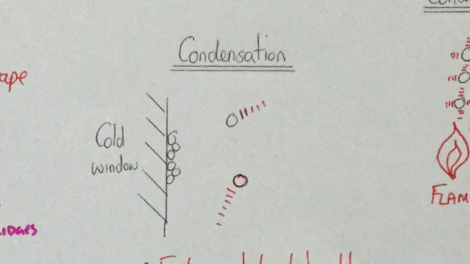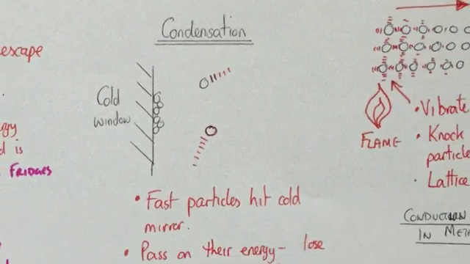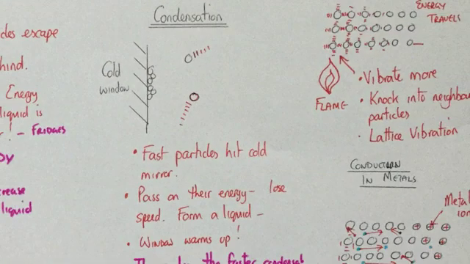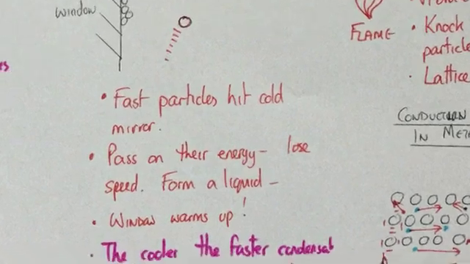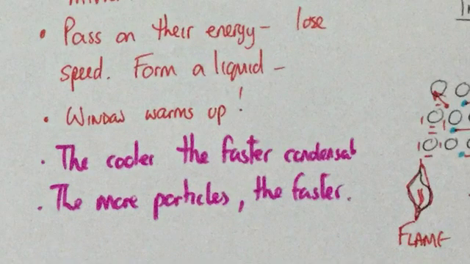Condensation, which is the opposite, is the idea of a gas turning into a liquid. And again, you need to explain that that is all about particles. So gas particles are moving quickly. They hit a cold mirror, and as they hit a cold mirror, they pass on some of that energy to the cold mirror. That means that they lose energy and turn back into a liquid form. And the mirror then, or window, warms up, by the way, and you end up with little drops of water all on it.